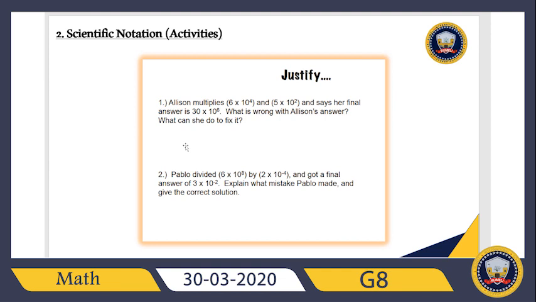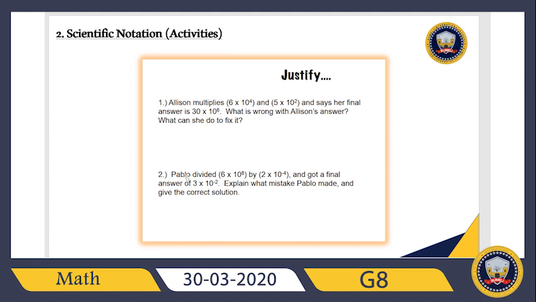Now let's get to these problems. I have the first problem that says Alison multiplies 6 times 10 to the power of 4 and 5 times 10 to the power of 2 and says her final answer is 30 times 10 to the power of 6. Now, what is wrong with Alison's answer? What can she do to fix it? Do you think this answer is right or wrong?